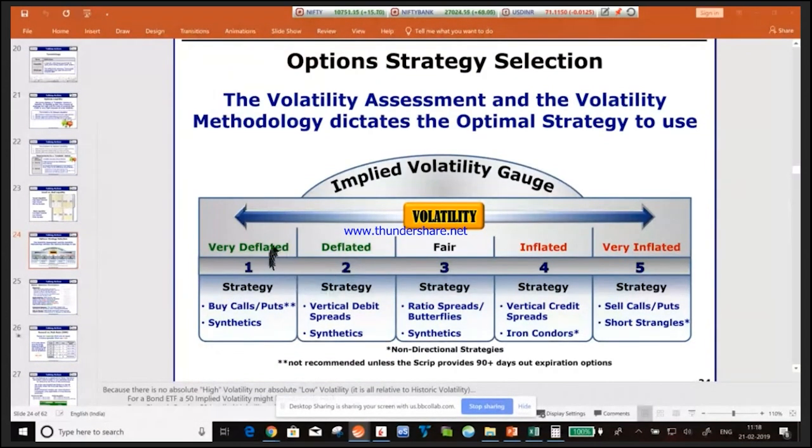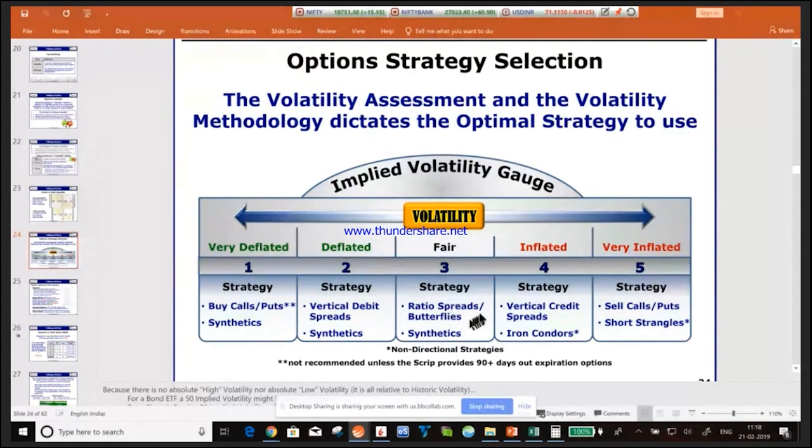In section 2, which is slightly inflated, the strategy is vertical debit spread. So you'll have a bullish vertical debit spread and a bearish vertical debit spread: bull call spread and bear put spread, or synthetics. Section 3: ratio spreads, butterflies.